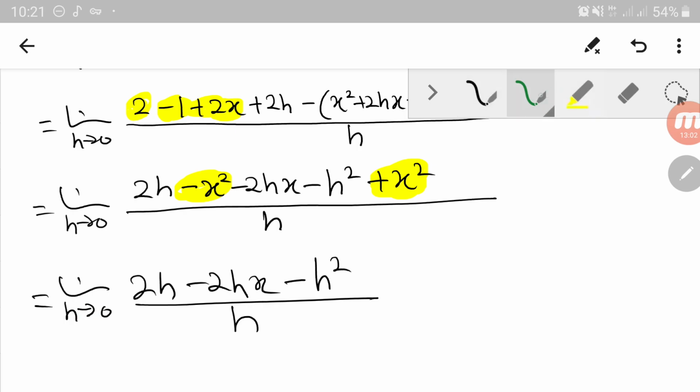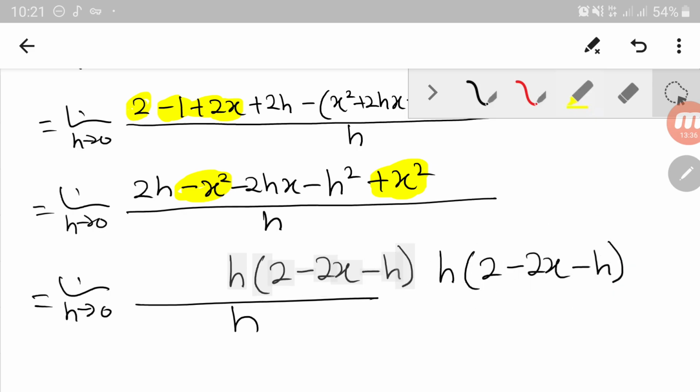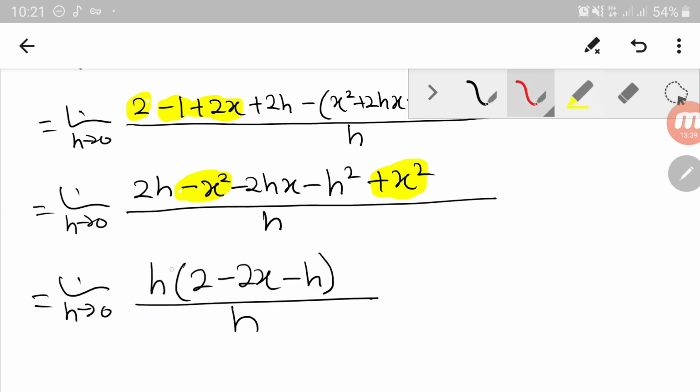Now for this one, we can get rid of the h. We can factorize them. I'm going to write over here, and then I will rub the left part and replace them. So h outside, 2 minus 2x minus h. Is it correct? Correct. Then I rub this off and replace this over here. Why am I doing this?